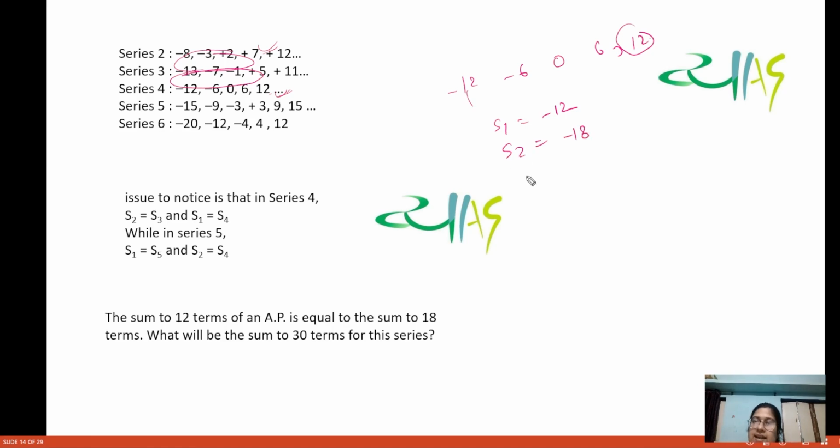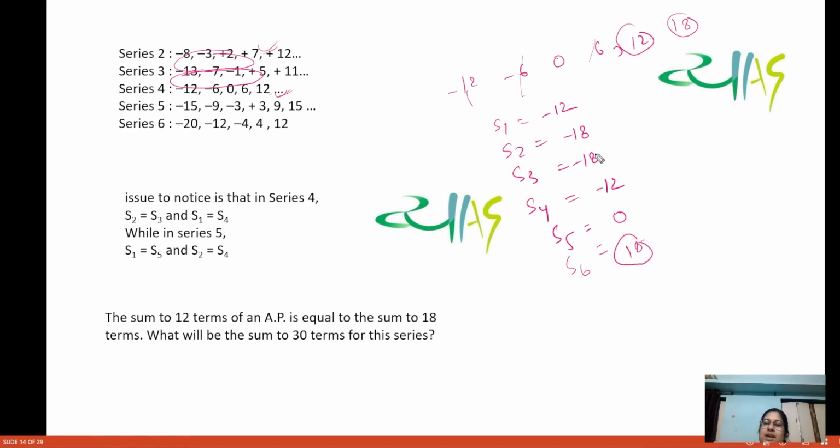S3 is equal to -18 itself. S4 is equal to how much again? This 6 will add, then we will have -12. S5 will be equal to how much? This and this will get cancelled, so S5 will be 0. Okay, S5 will be 0. S6, you will have how much? This is 6 and you will have 18, so this is 18.